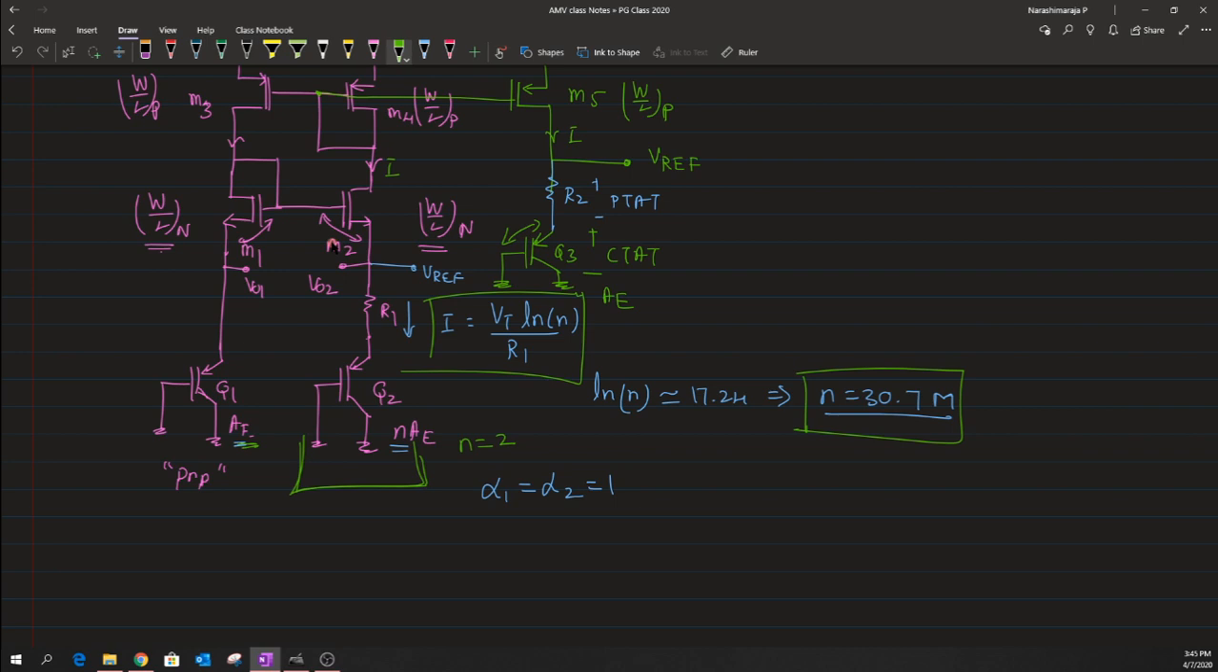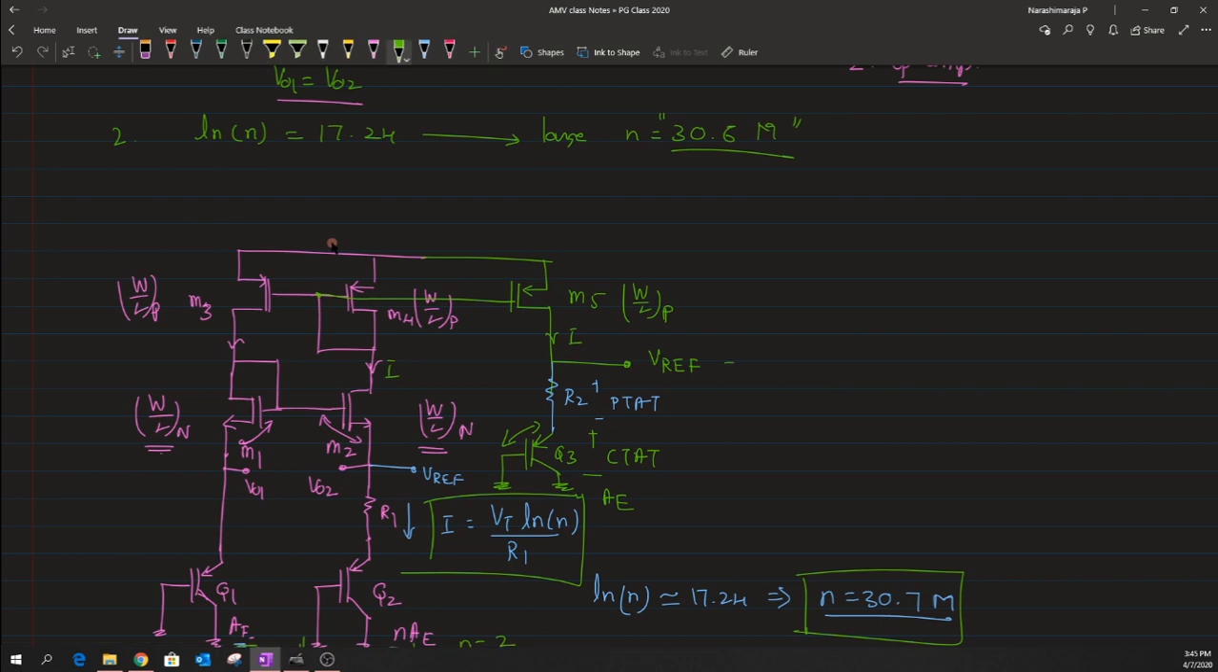Now let us assume that we have a current flow I, just for the sake of discussion. Let us try to evaluate this V reference. Now this V reference is nothing but the product of I into R2 plus the VB. So these are the drops across the resistance as well as the drop across the base emitter voltage of Q3.